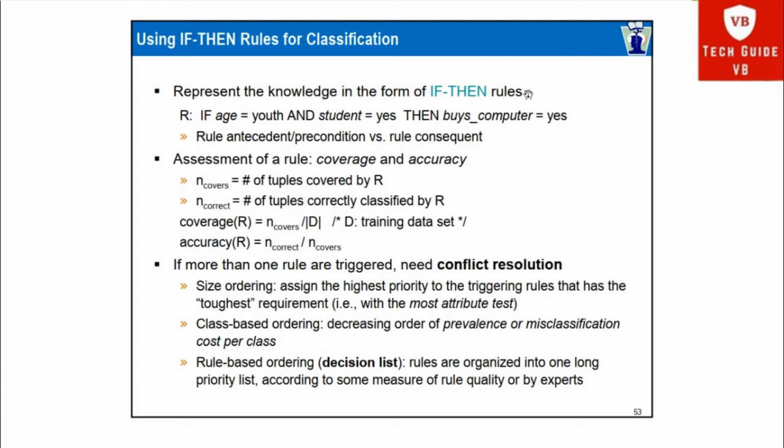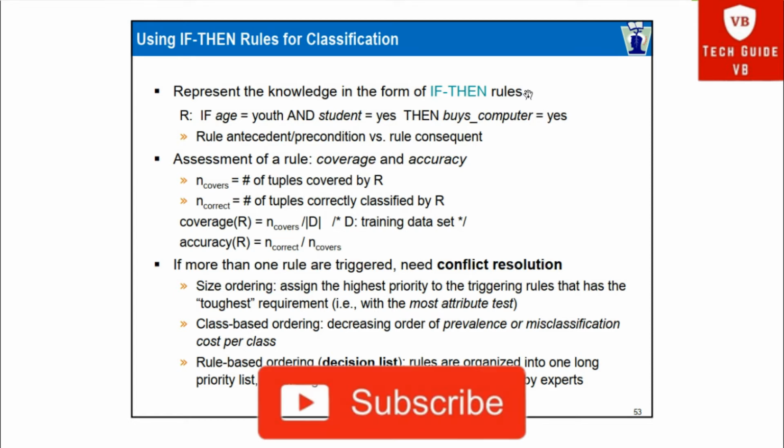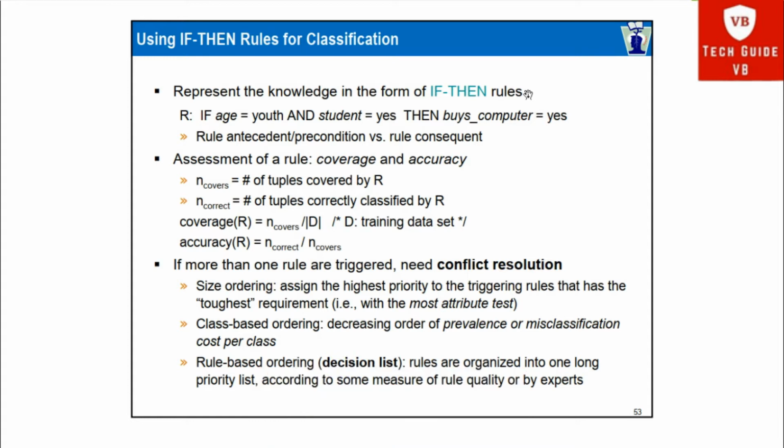Then the second is class based ordering, where classes are ordered by decreasing order of prevalence or misclassification cost per class. The third technique for conflict resolution is rule based ordering, that is the decision list. In rule based ordering, rules are organized into one long priority list, according to some measure of rule quality or by experts. These are some of the techniques for conflict resolution.